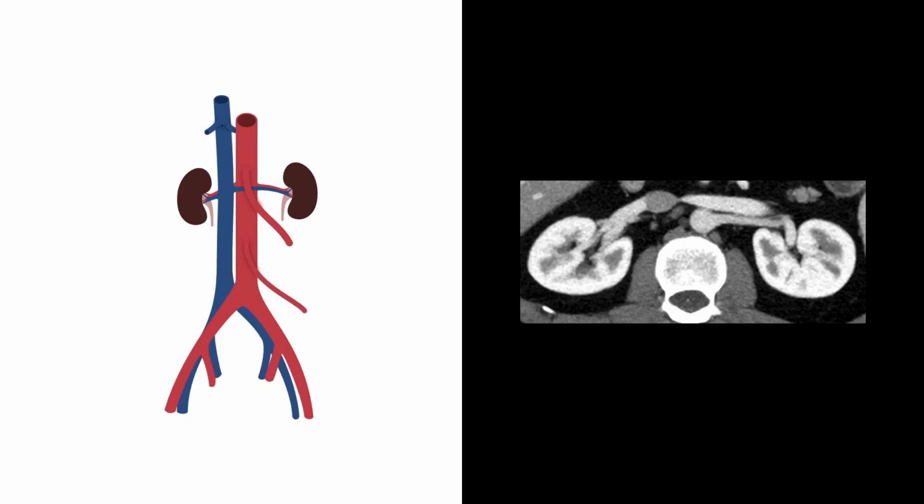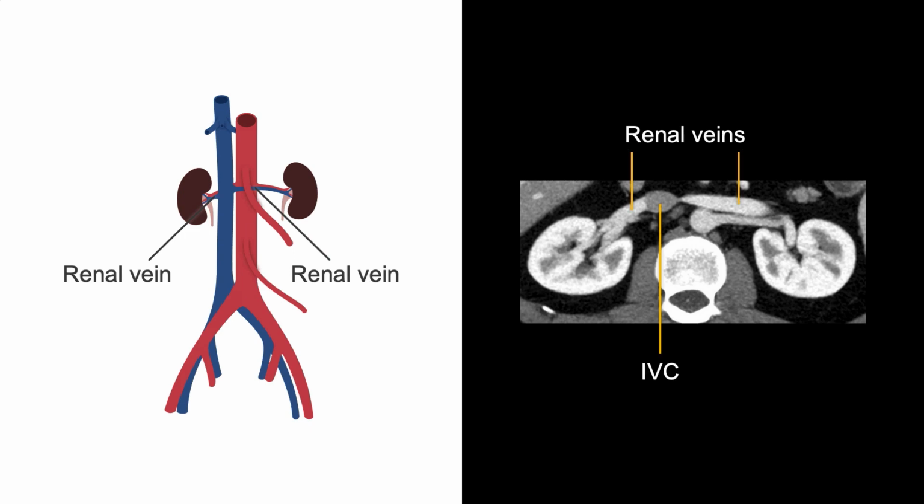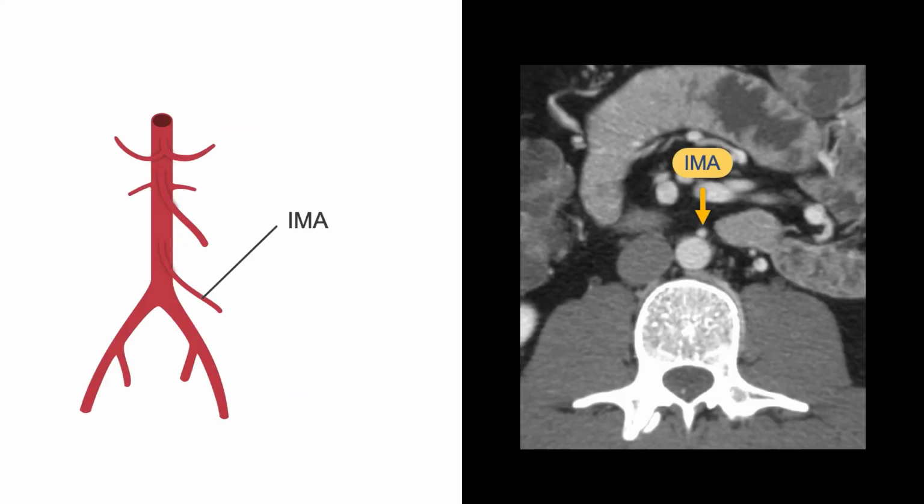It is helpful to keep in mind the relationship of the renal veins and arteries, as you will often see them on the same images. Here we can also see portions of the renal veins coursing in front of the renal arteries and joining with the inferior vena cava. The inferior mesenteric artery, or IMA, is a small branch of the mid-abdominal aorta that supplies the left colon. It is a good deal smaller than the SMA, and for this reason it can be hard to see unless you know where to look.